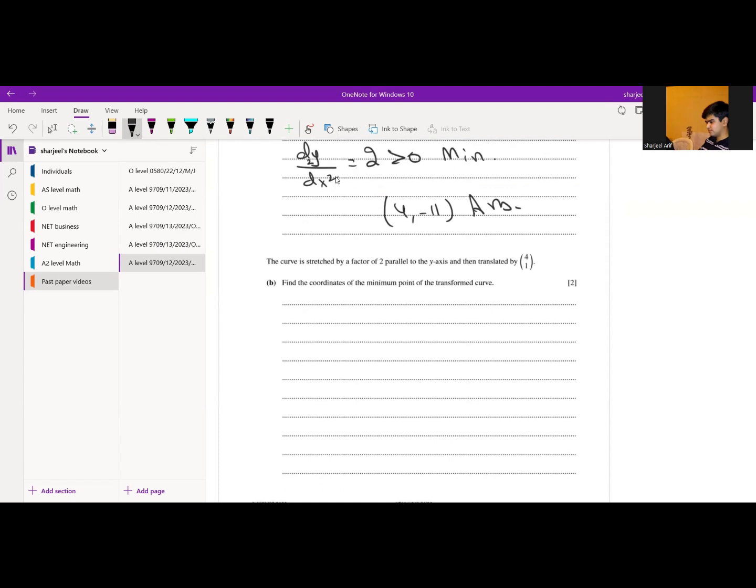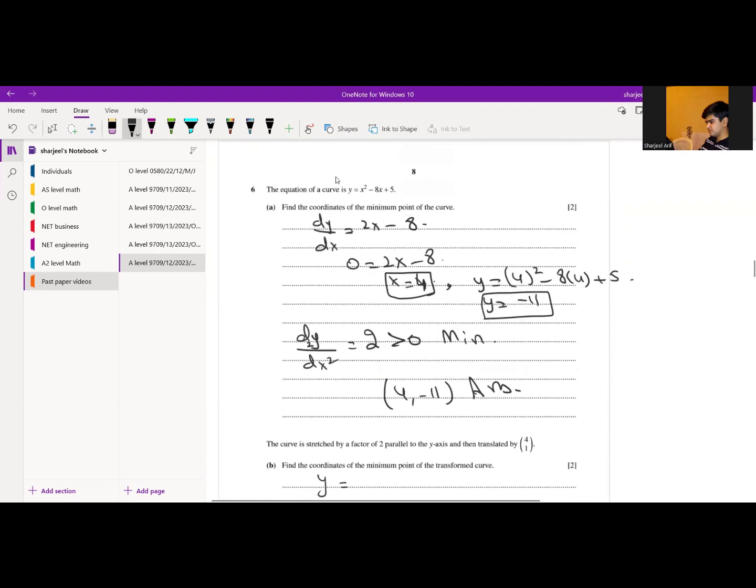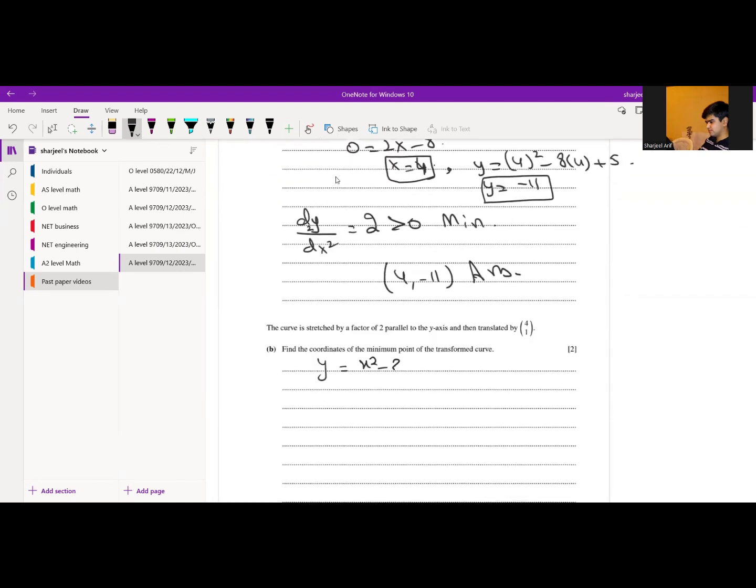So for the B part, the curve is stretched by a factor of 2 parallel to the y-axis and then translated by 4, 1. So first we have to simplify the above equation into vertex form. So we have to apply completing the square method. For that we have to add or subtract 4 square to make it a whole expression. So that would be equal to x minus 4 whole square minus 11.